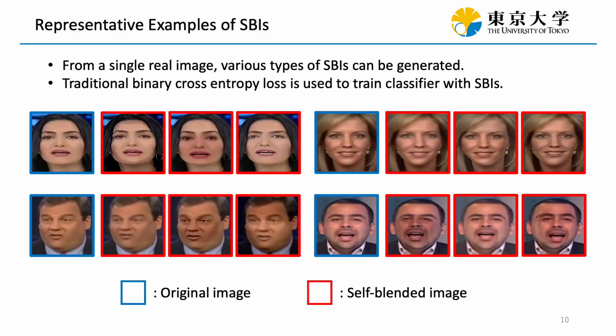Here, we show representative examples of SBIs. Each SBI is generated from a single real facial image. We can train deepfake detectors with SBIs under the traditional binary cross-entropy loss.